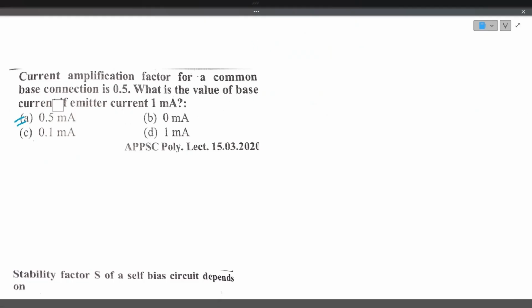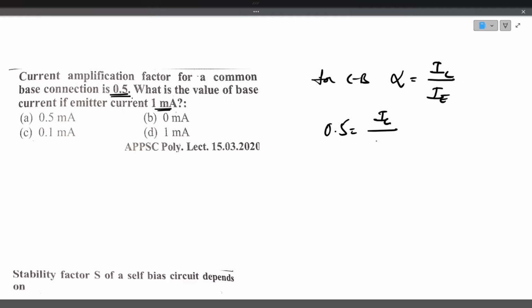We'll see the next question. The current amplification factor for common base is 0.5. What is the value of base current if the emitter current is 1 milliamp? For the common base, the current amplification factor is alpha. Output current is the collector current, input current is the emitter current. So here, given alpha is 0.5, the collector current is not known, we need to find it out. Emitter current is 1 milliamp.